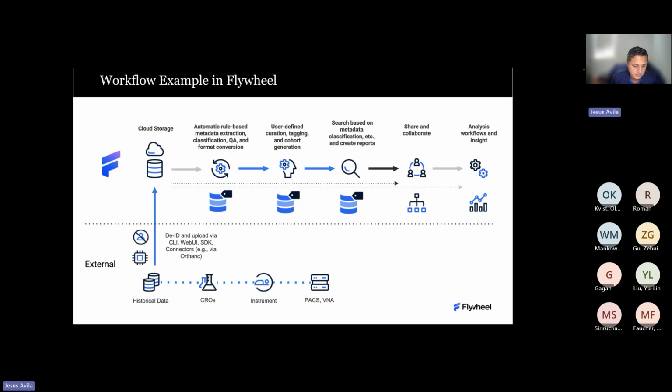For example, you can convert DICOM files into NIfTI files. We already have the DICOM to NIfTI converter algorithm available. I think it's called dcm2niix. Then you can do some user-defined curation, tagging, cohort generation, search your data based on the metadata you've created and the classification, create some reports, and share and collaborate. Again, you can do some analysis, workflows, and insights later if those are additional things you'd like to do.